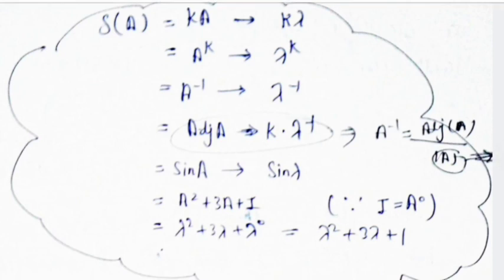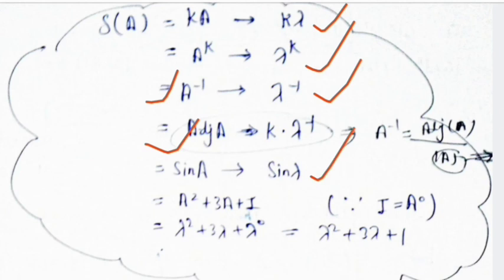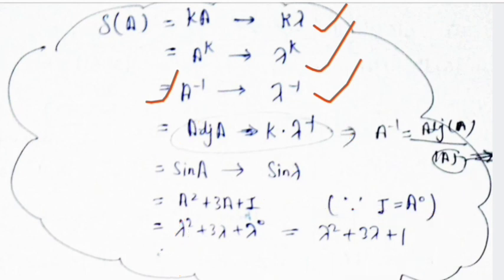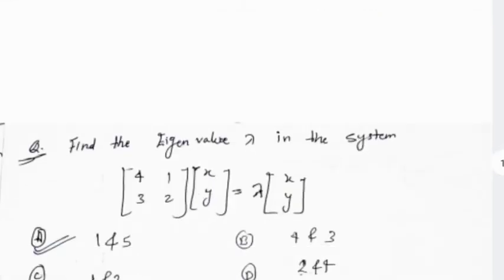Now come to the next question, with important terms that are the basis of our question. If the matrix is given in the form of K into A, using the Cayley-Hamilton theorem, we get it is equal to K lambda. A to the power of K is equal to lambda to the power of K. A inverse is equal to lambda inverse. A adjoint is equal to K dot lambda inverse. Sine A is equal to sine lambda, and we can easily say that A square plus 3A plus I, where I is A to the power of 0, that is the identity matrix, is always equal to lambda square plus 3 lambda plus lambda to the power of 0. These are the important terms related to eigenvalues and eigenvectors, to find the quick value of the given equation.